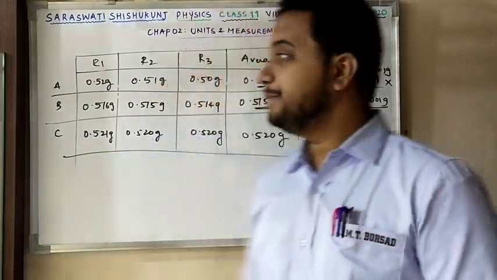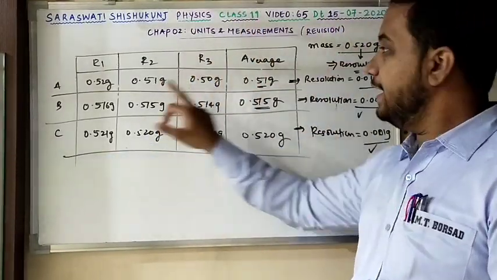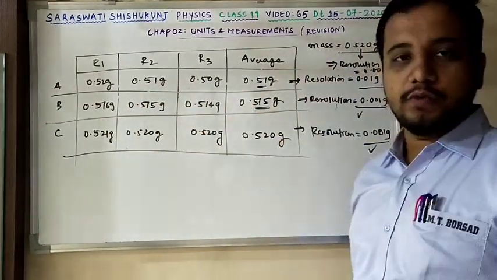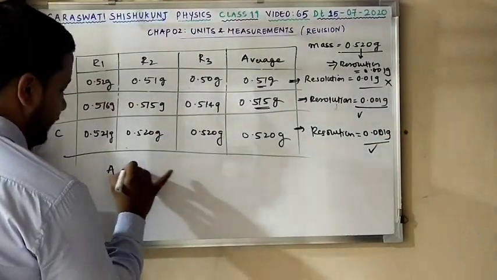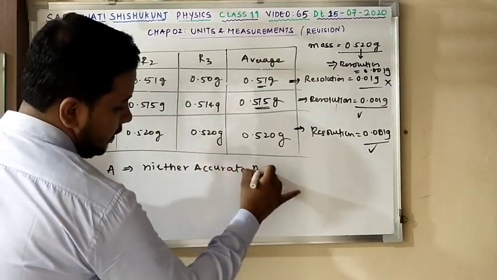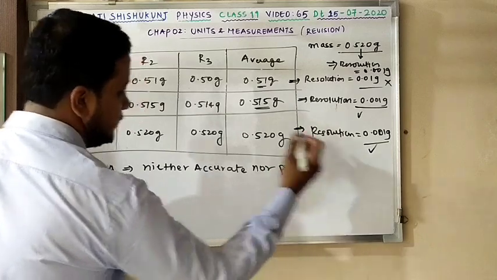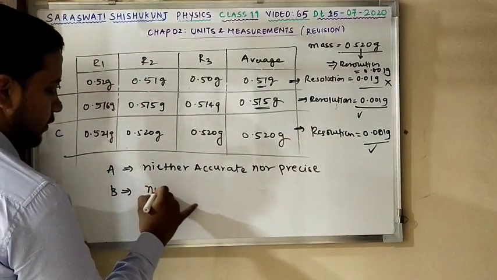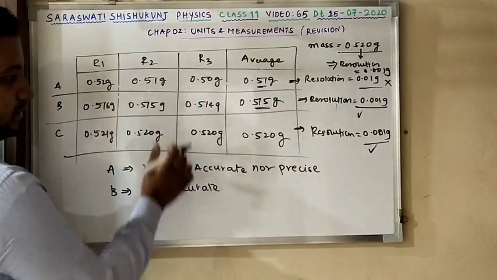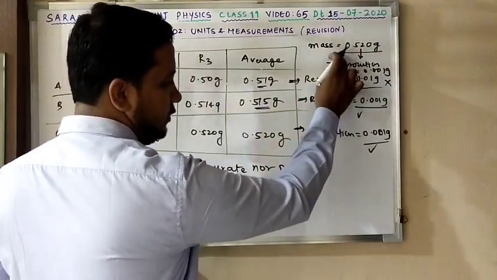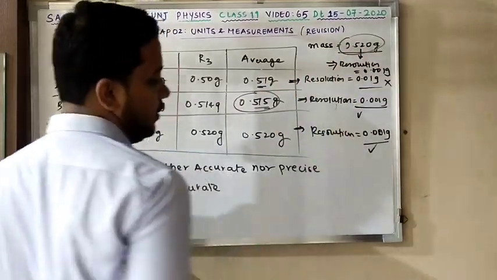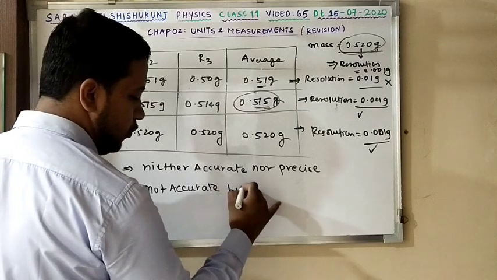Now what happens? See, the true value is 0.520. For A, the individual values differ, and the average mass is not matching with the true value. So for student A, it is neither accurate nor precise. Clear? For B, you can see there is minimum difference, and the resolution is the same as that of the original value. So it is precise, but not accurate because the answer is not matching. It is 0.515 and it is 0.520. So you can write not accurate but more precise.